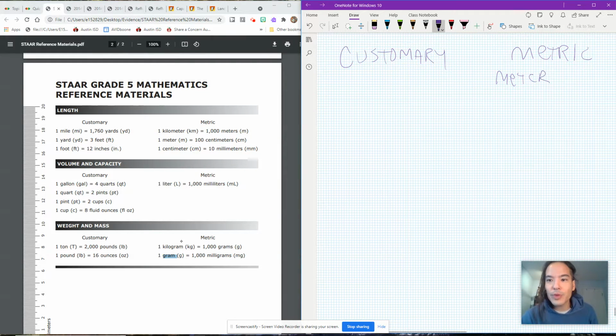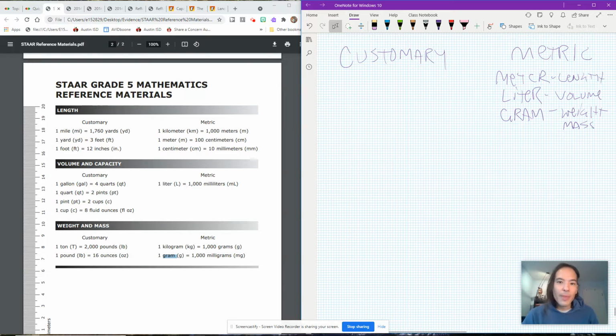Remember, everything is going to be just a different version. These are your bases: meter, liter, gram. You can have a kilometer, a centimeter, a millimeter, a milliliter, a milligram, a kilogram. But all measurements: meter is length, liter is volume, and gram is weight or mass.